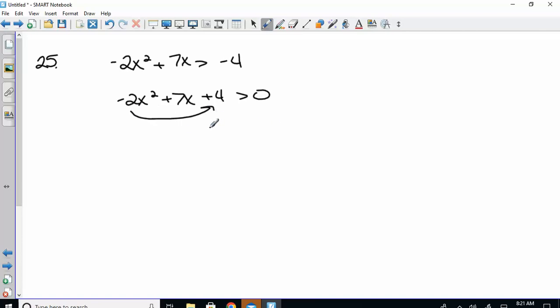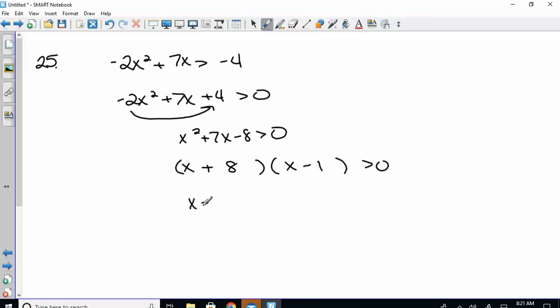Alright, so then we have to do slip and slide. So we get x squared plus 7x minus 8. That doesn't change our... Doing the slip and slide. So that would be x plus 8, x minus 1. So we get x to be a negative 8 and positive 1.